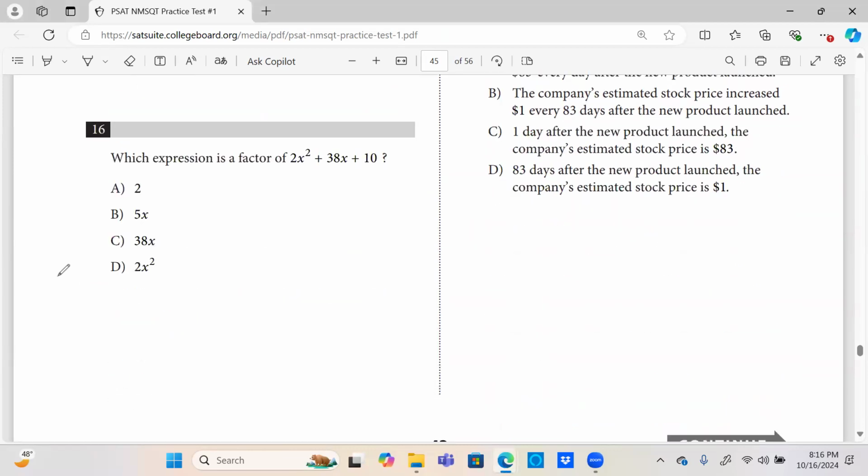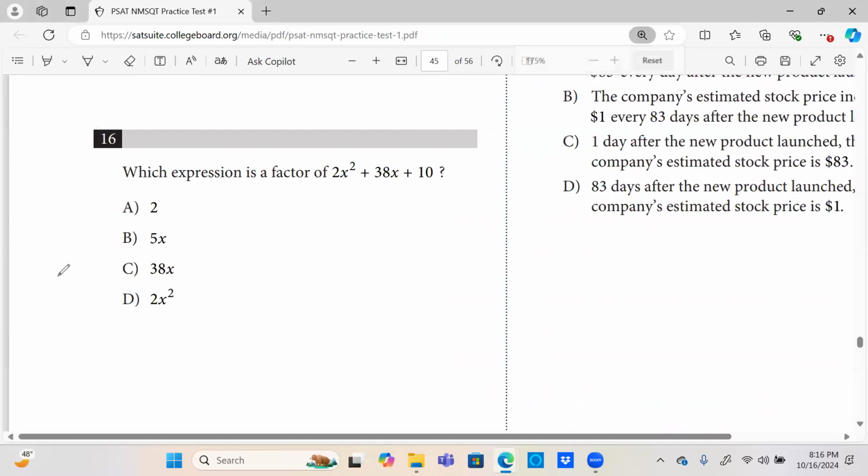16. Okay, we're going to factor. Looking at this, we have a 2, a 38, and a 10. I see a greatest common factor of 2. Pull that out. 2 divide 2 would be 1x squared. 38 divide 2 would be 19 with an x. And 10 divide 2 would be 5.